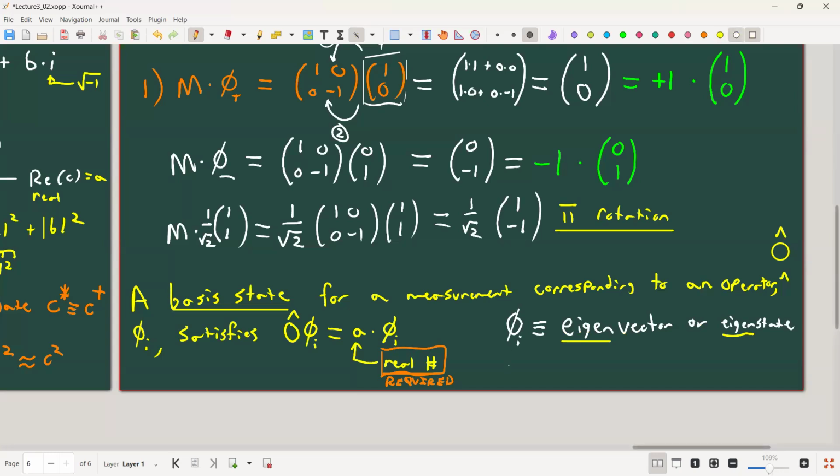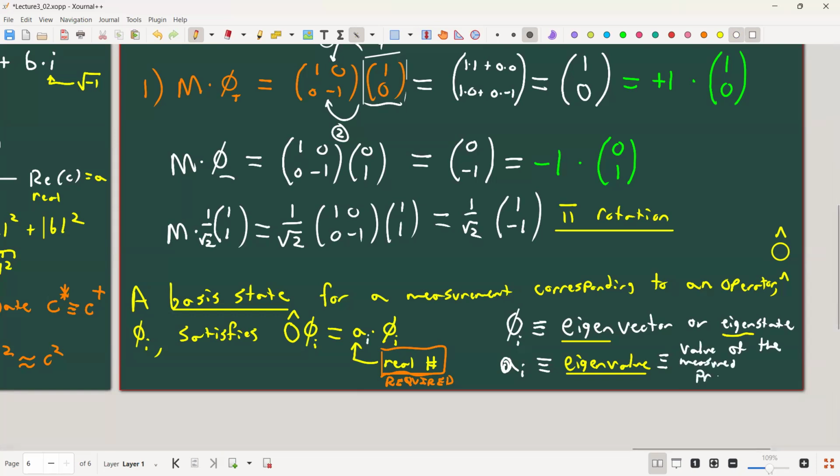And A, we'll call it A sub I, since there might be different values depending on the phi, is called the eigenvalue. And the most important thing about the eigenvalue is it's the output of your measurement. It's the value of the measured property.